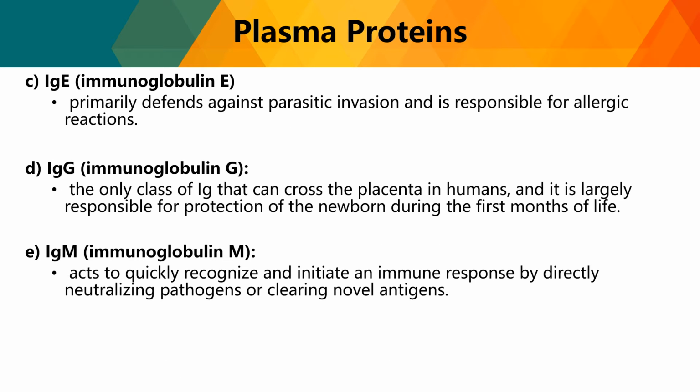So the next one would be IgE, or the immunoglobulin E. It is primarily used for defending against parasitic invasion and is responsible for any allergic reactions. And then for IgG, the immunoglobulin G, the only class of immunoglobulin that can cross the placenta in humans, and it is largely responsible for the protection of the newborn during the first months of life.